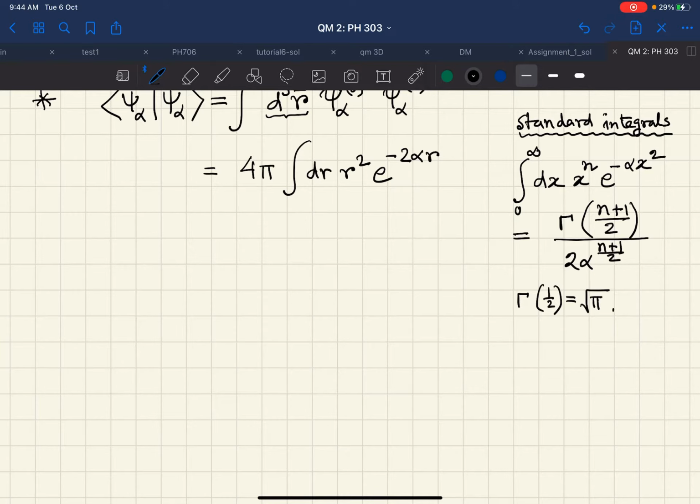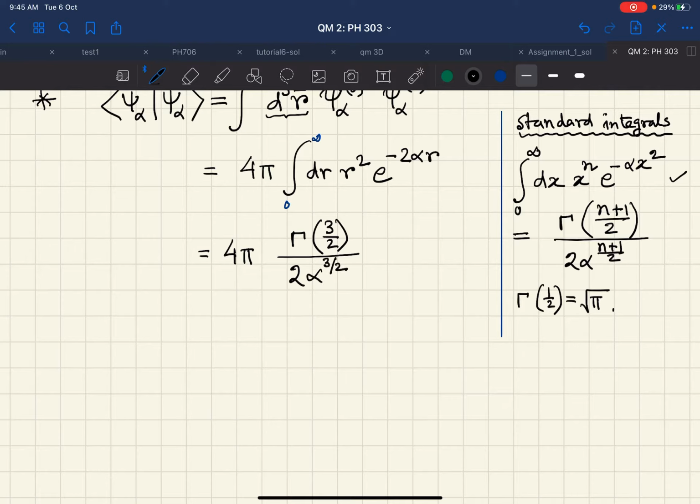So these two things we are going to keep in our mind, that this is the result that we are going to use in many of these integrations. So here the limit of the integration is from 0 to infinity. Therefore we are going to use this standard integral formula. This is given by, therefore, 4 pi. Here my n is 2, therefore gamma of 2 plus 1 by 2 is gamma 3 by 2, divided by 2 alpha to the power 3 by 2.